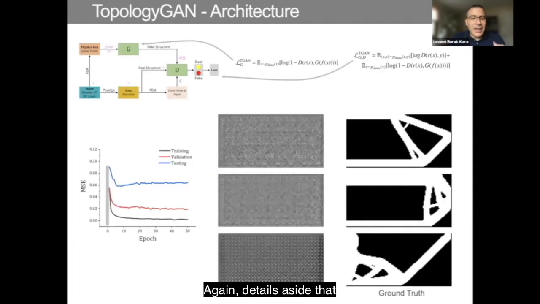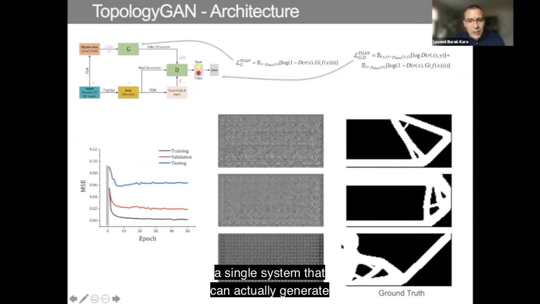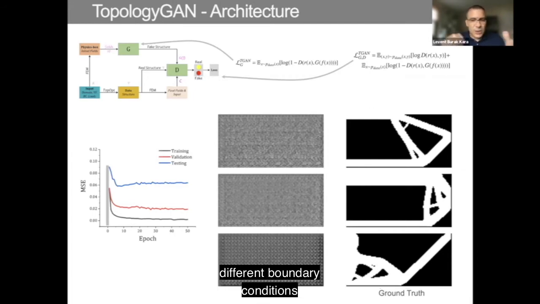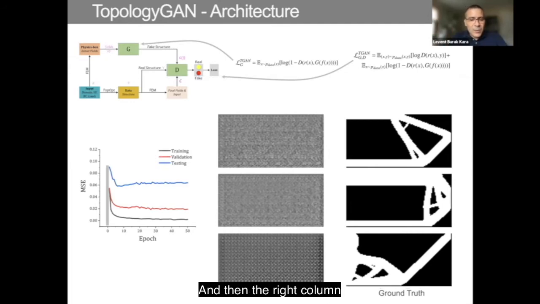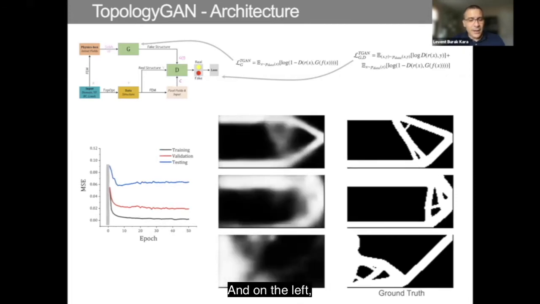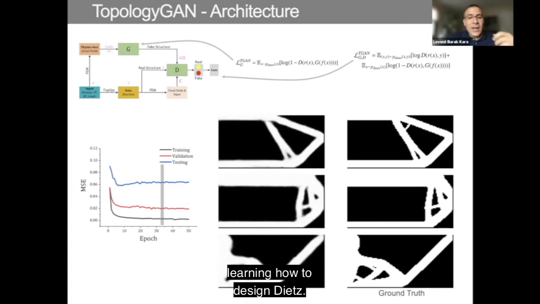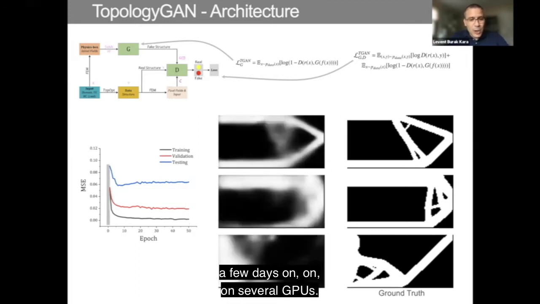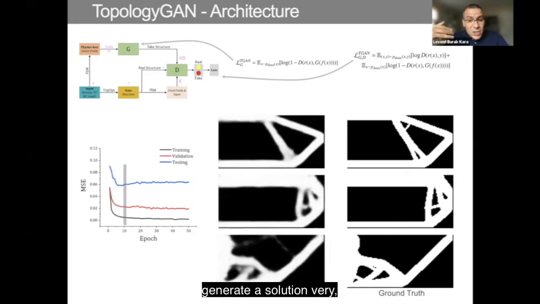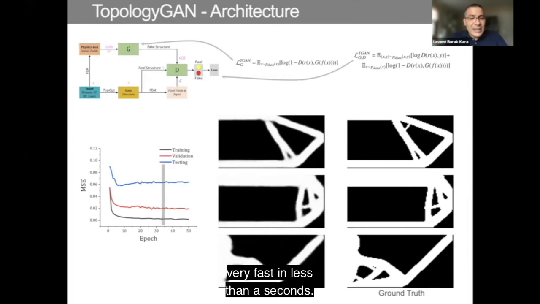Again, details aside, the final product of this is a single system that can generate structures under different design requirements. For instance, each row here is a different design requirement, different boundary conditions, and different loads. And in the right column, you see the ground truth, what would normally be coming out of a topology optimization method. And on the left is our system learning how to design these. The training for these can take quite a bit of time, a few days on several GPUs. But once they're trained, they can generate a solution very, very fast, in less than a second.